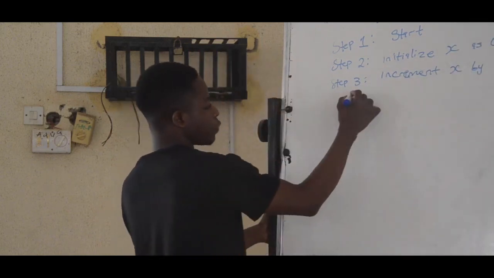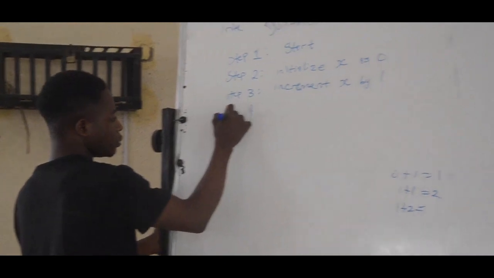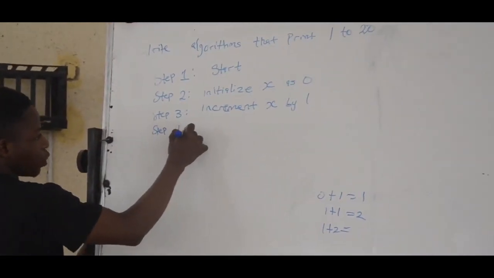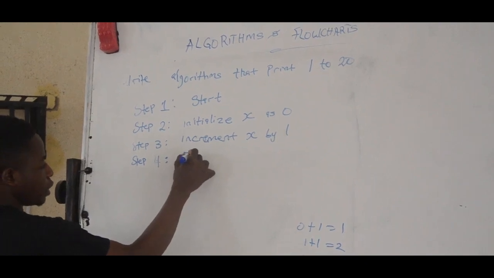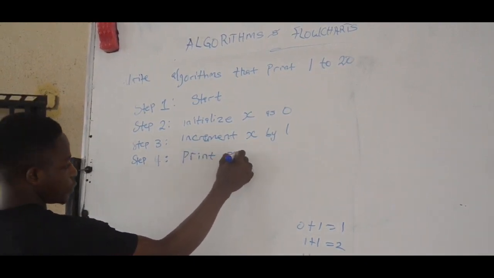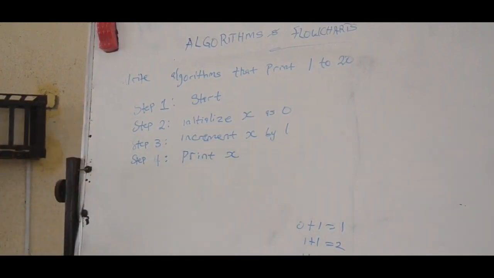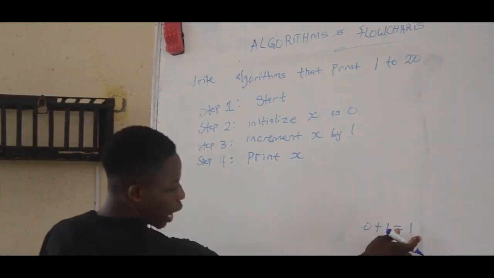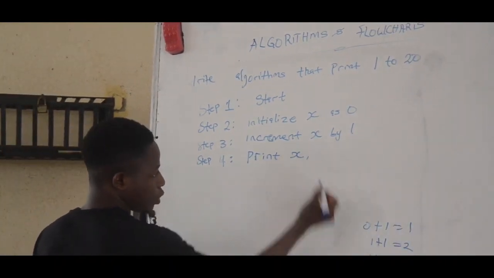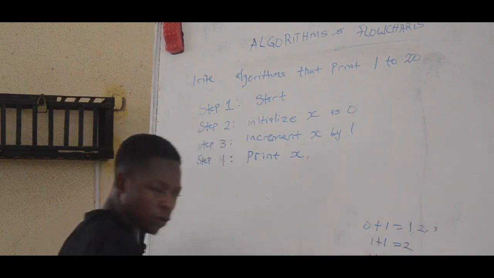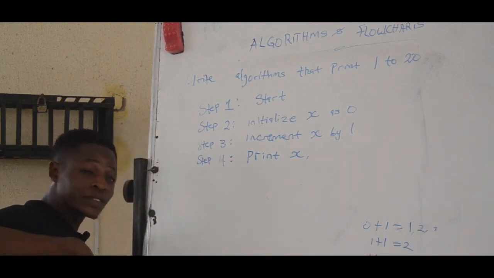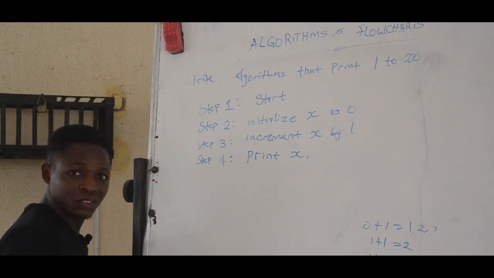So now your step 4. What will now be your step 4? What we are going to do in step 4 is print your X. Printing your X will now show you 1, and you can add a comma here. When you see it, it's 1, 2, 3, 4, 5, 6, 7. If you continue, I said it's looping, it will just continue.